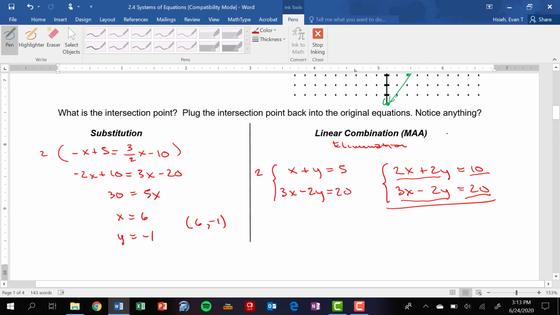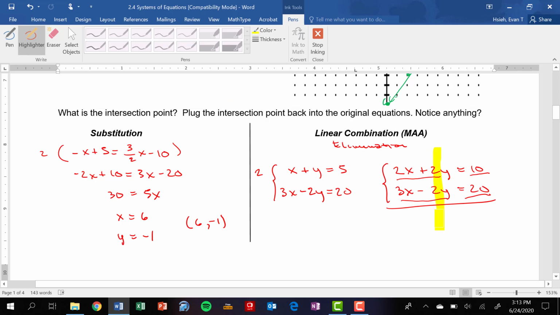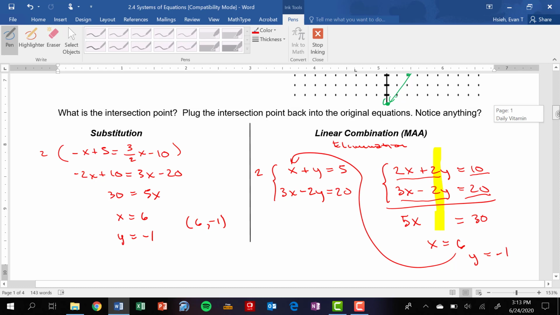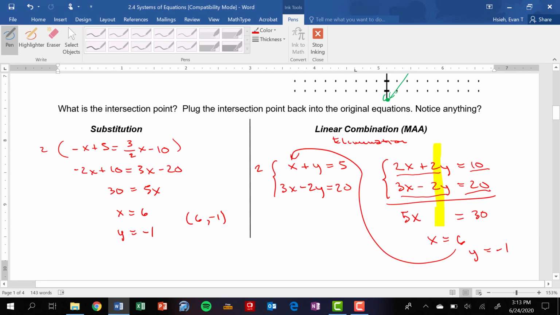The nice thing here is that when I do that, hopefully you can see that the y's are going to cancel out and go away. That leaves me with 5x equaling 30, or x is equal to 6. Then you can just plug 6 back in for x and solve for y. Y ends up being -1, just like we solved in the previous problem. So that's solving systems using three different methods.